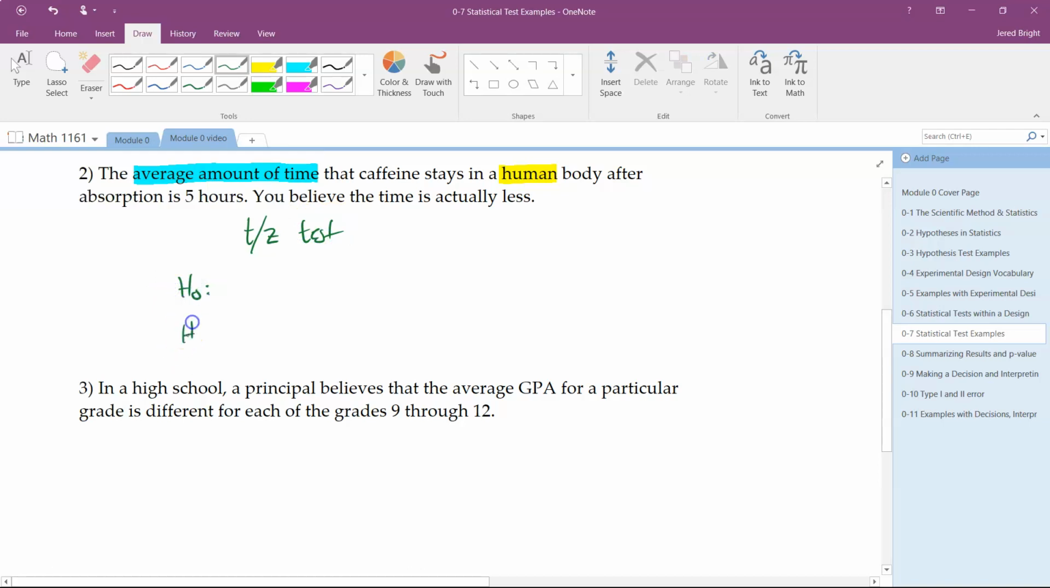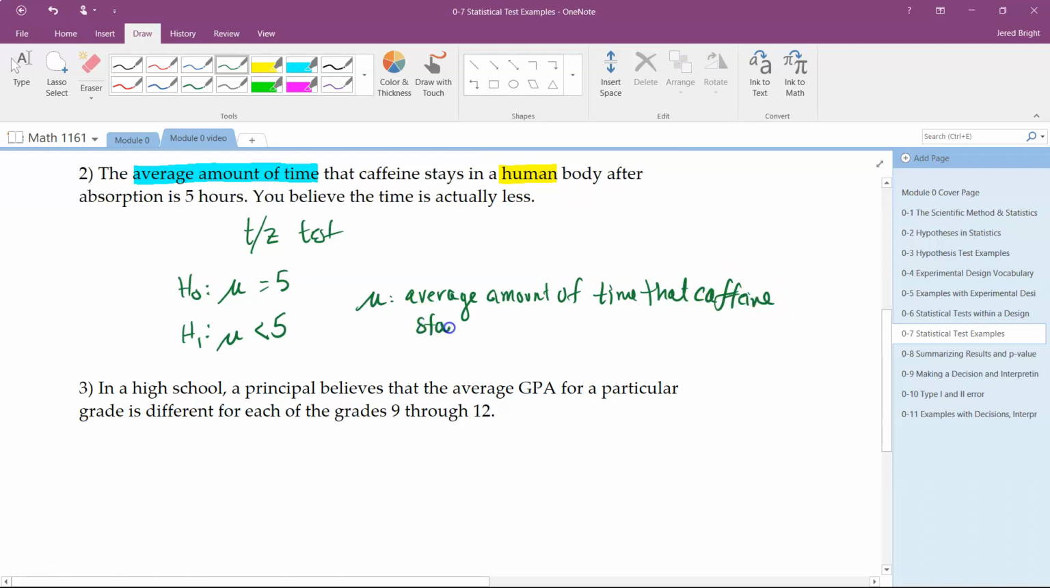And then this one, when we write it out, it's actually super nice. We can just use mu for the symbol and say, I believe that it's actually less than 5 hours, and then the null is 5 hours. And I would just need to define mu here as the average amount of time that caffeine stays in a human body after absorption.